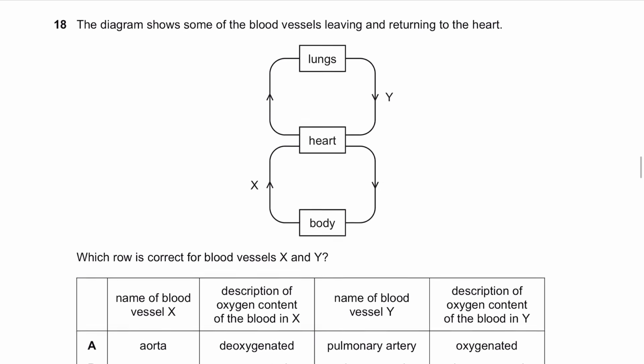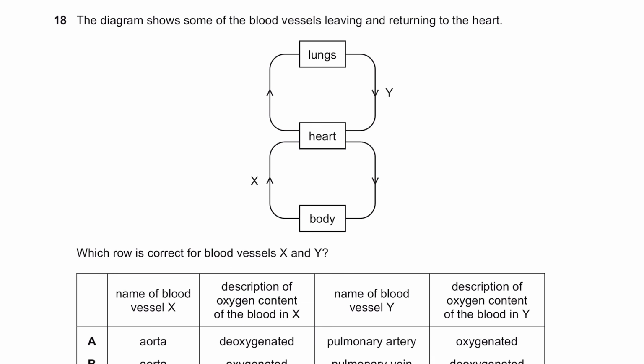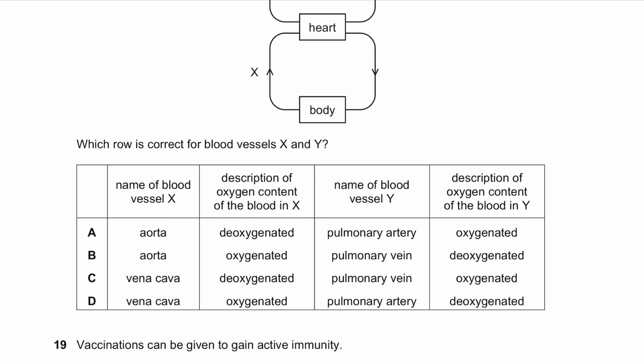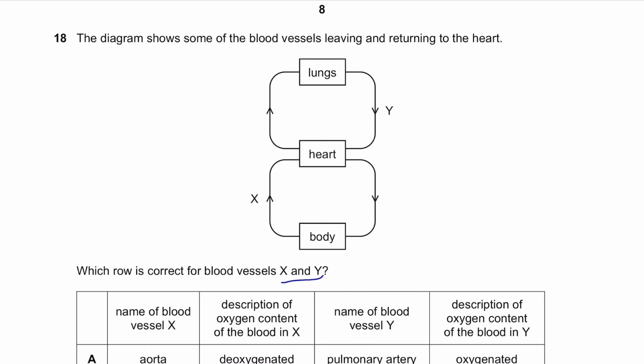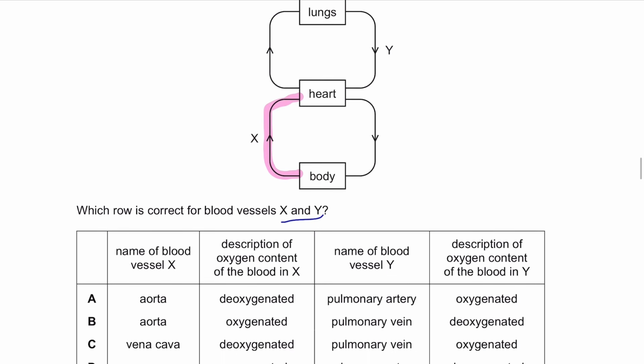Question 18. The diagram shows some of the blood vessels leaving and returning to the heart. Which row is correct for blood vessels X and Y? Okay, name of blood vessel X, it's going to the heart from the body. It's called the vena cava.